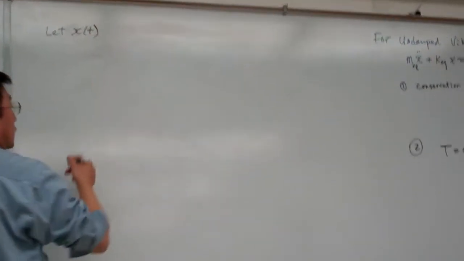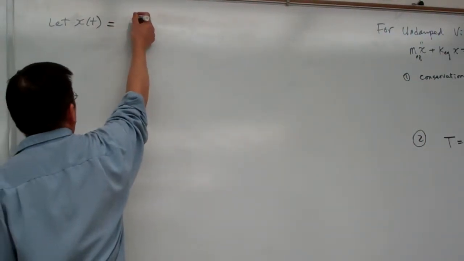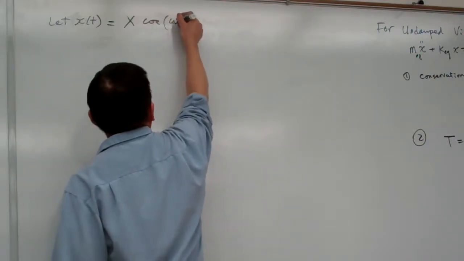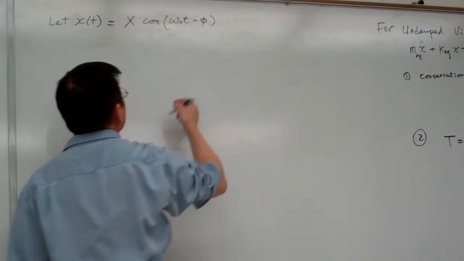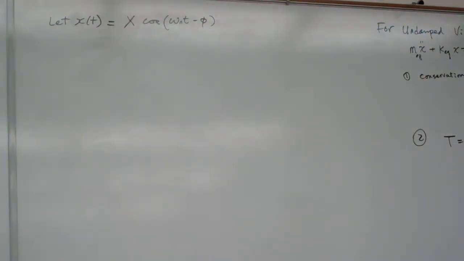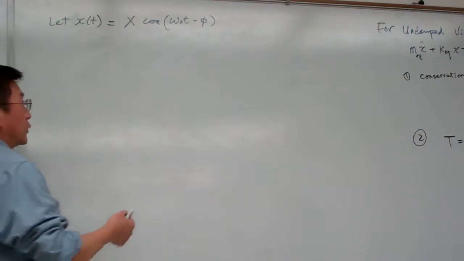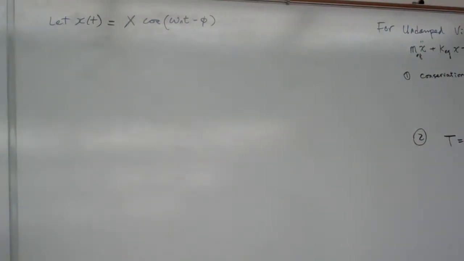x(t), okay, we know that for damped vibrations, the generic term is the magnitude times cosine of omega nt minus phi, okay? So we know that is a template for the general solutions. And capital X here represents its amplitude of vibration, and omega n represents the undamped natural frequency.